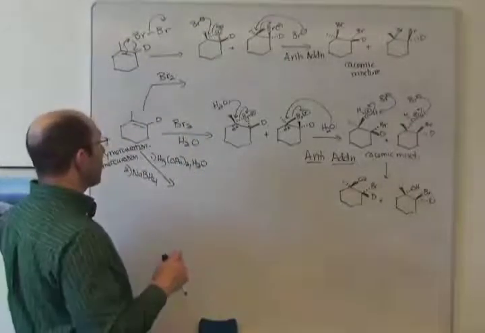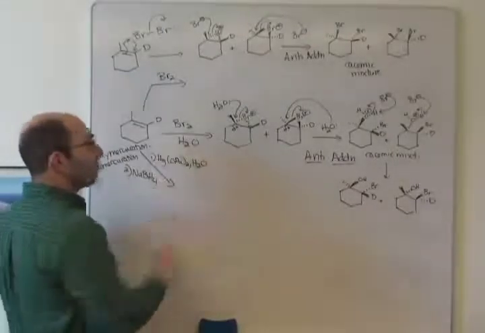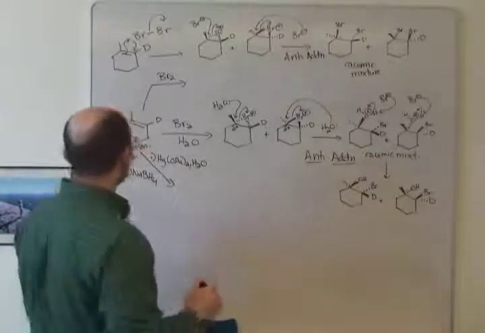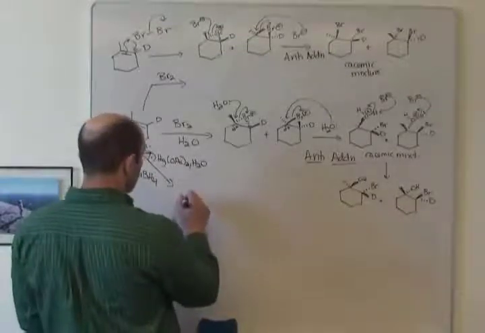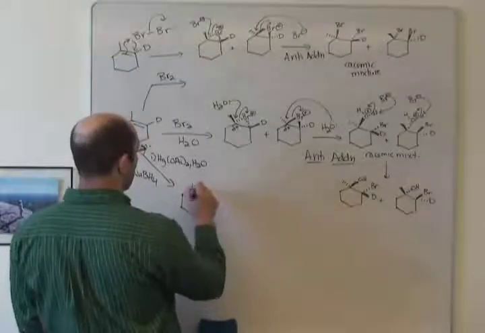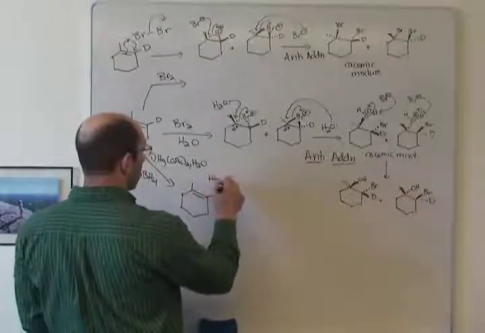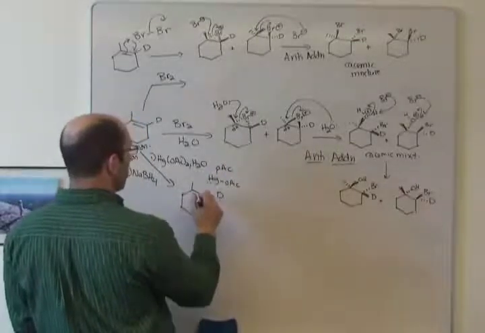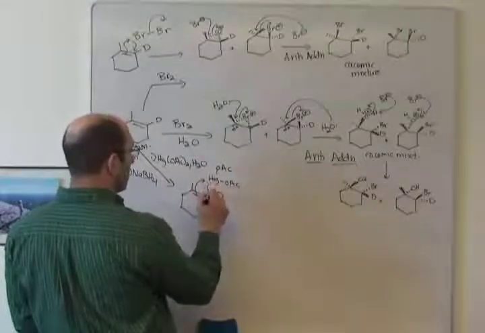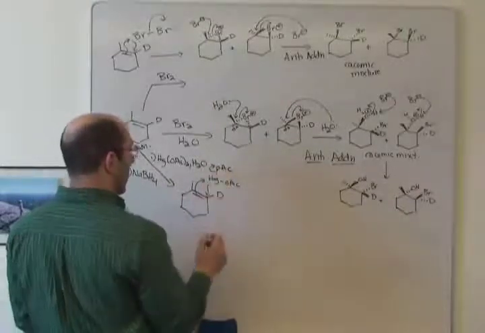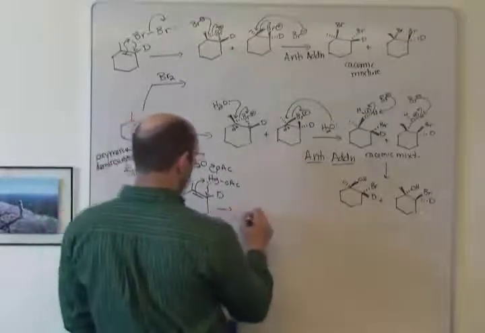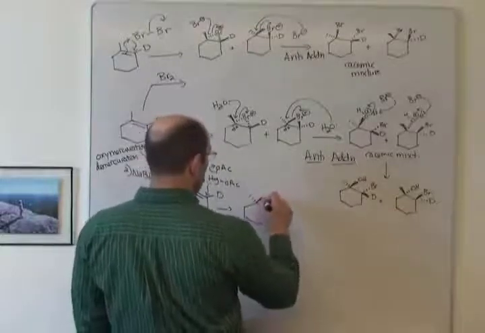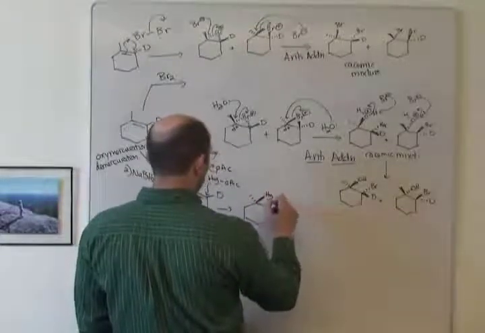So the first step is going to look almost exactly like this Br2 and water mechanism, except that we're using mercury in place of Br2. So when we do this reaction, mercury plays the role of bromine, and we do the exact same thing. Alkene attacks mercury, mercury attacks the carbon, and then one of the acetate groups leaves, so that we end up with these three-membered intermediates.